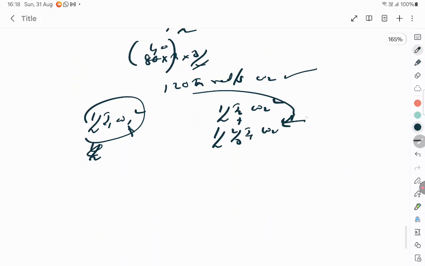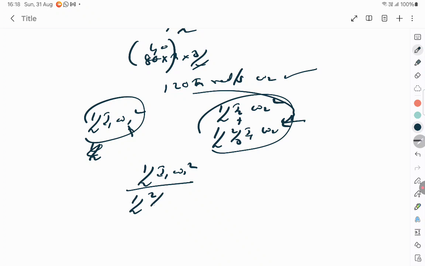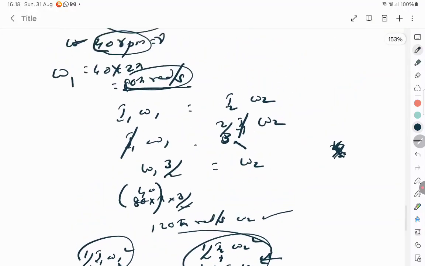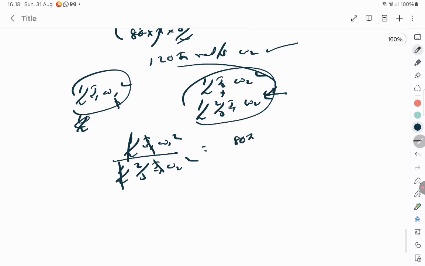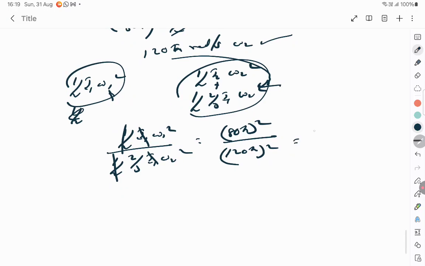They're asking for the ratio of this to this. So when you divide half I1 omega 1 square by half 2/3 I1 omega 2 square, I1 gets cancelled, 1/2 gets cancelled. You know the respective values of omega 1 and omega 2. It's 80 pi the whole square by 120 pi the whole square. Just make sure that you're cancelling all this and writing your answer. Pi square directly gets cancelled. 80 into 80 by 120 into 120. Aurora's answer will not tally with mine because there seems to be a printing mistake. That's the child's old kinetic energy to new kinetic energy.